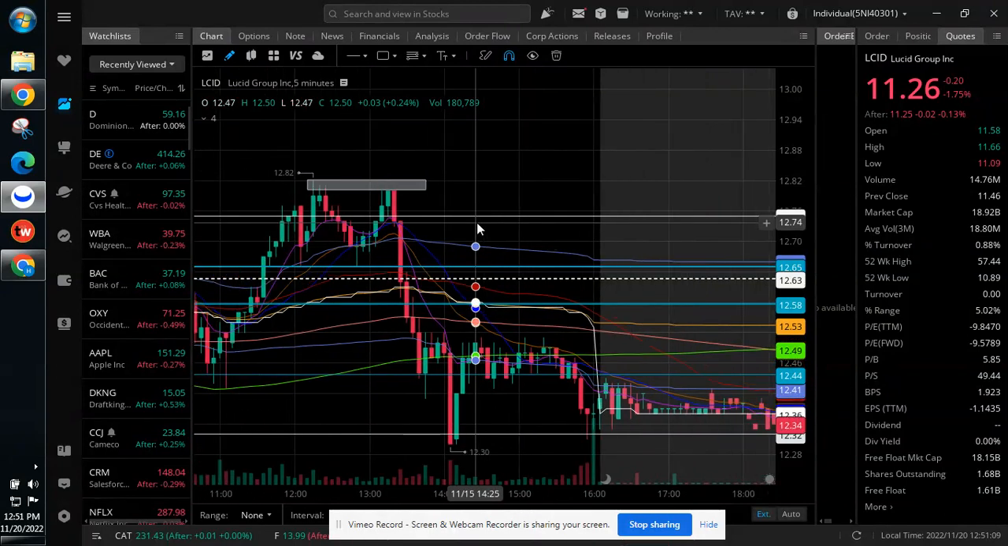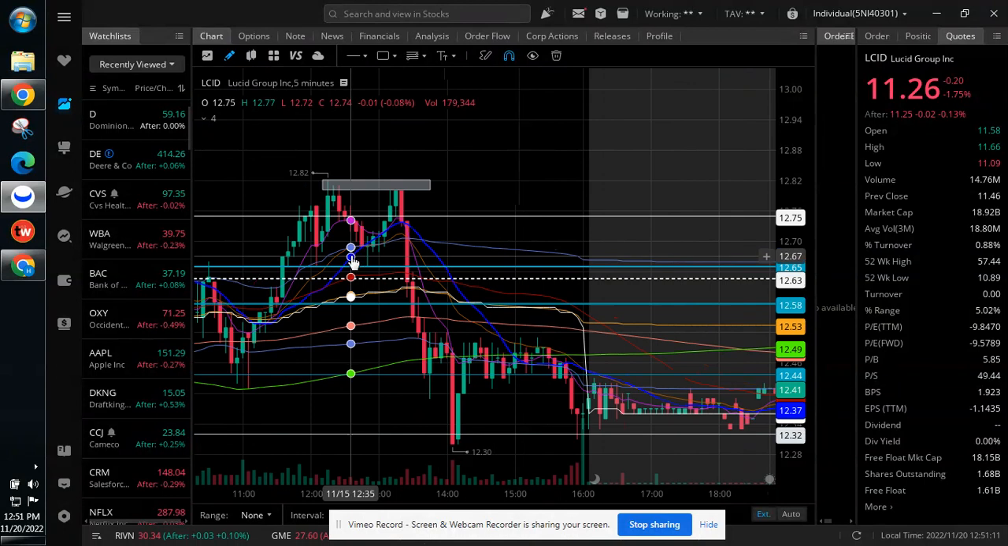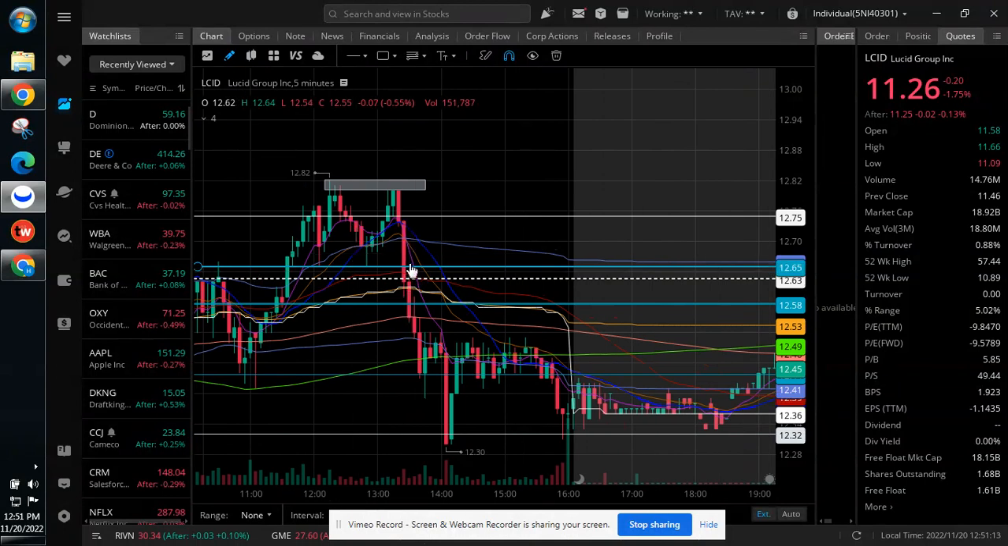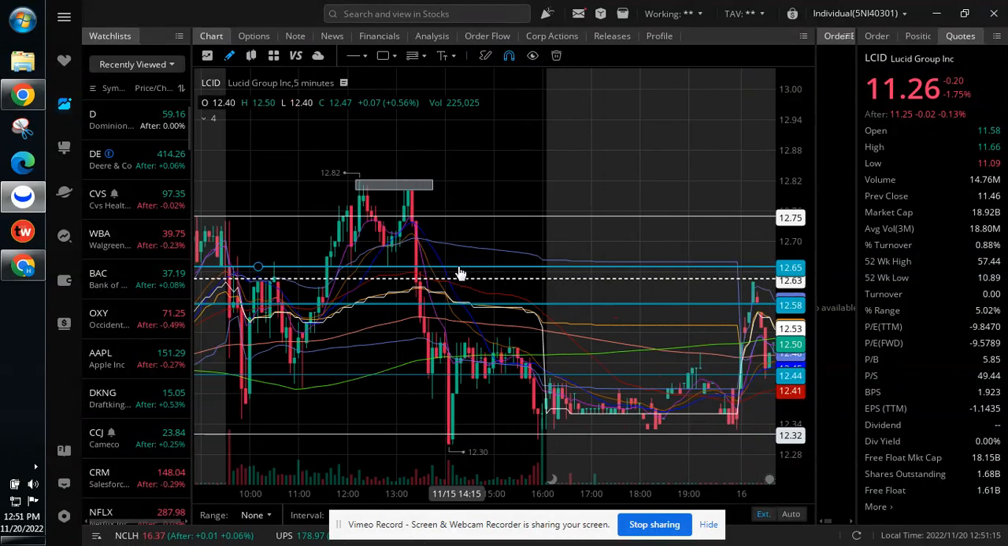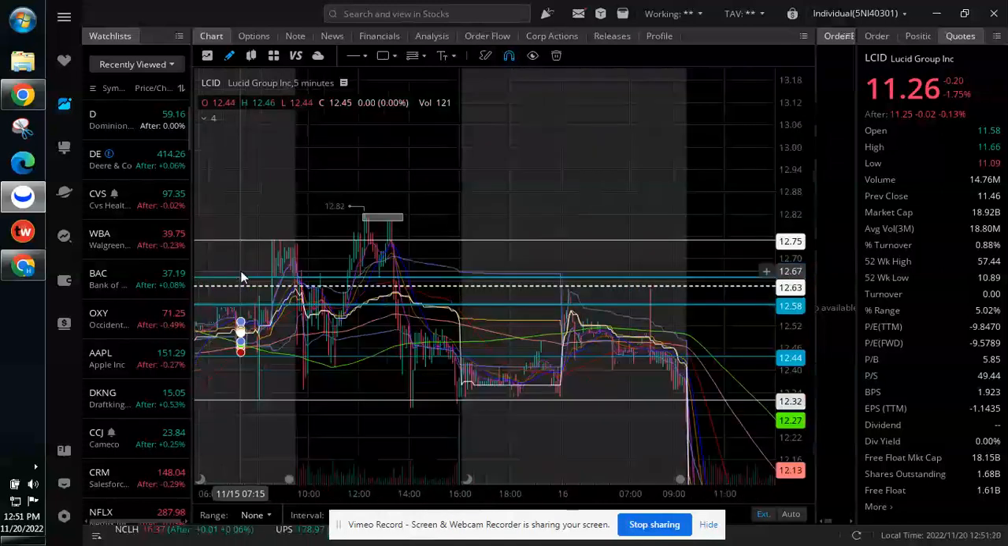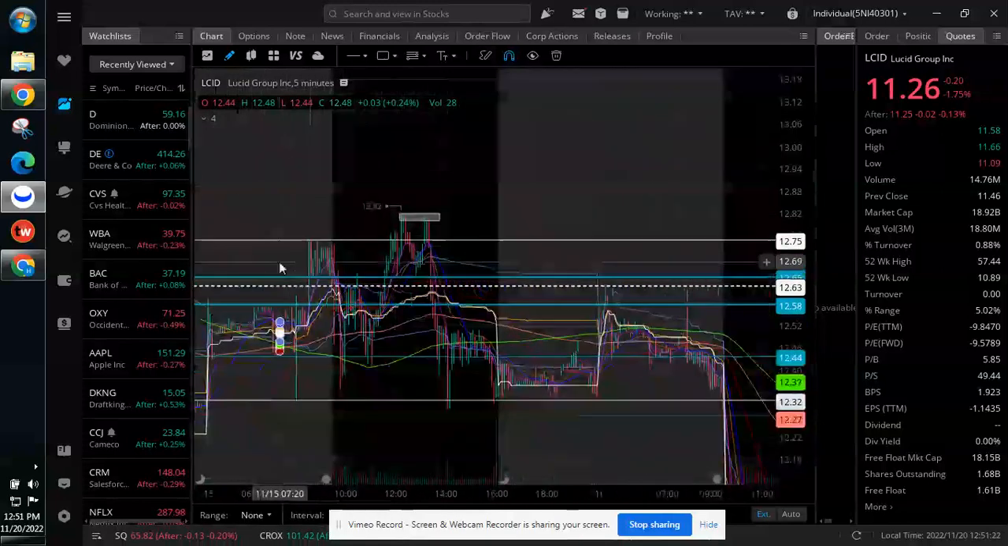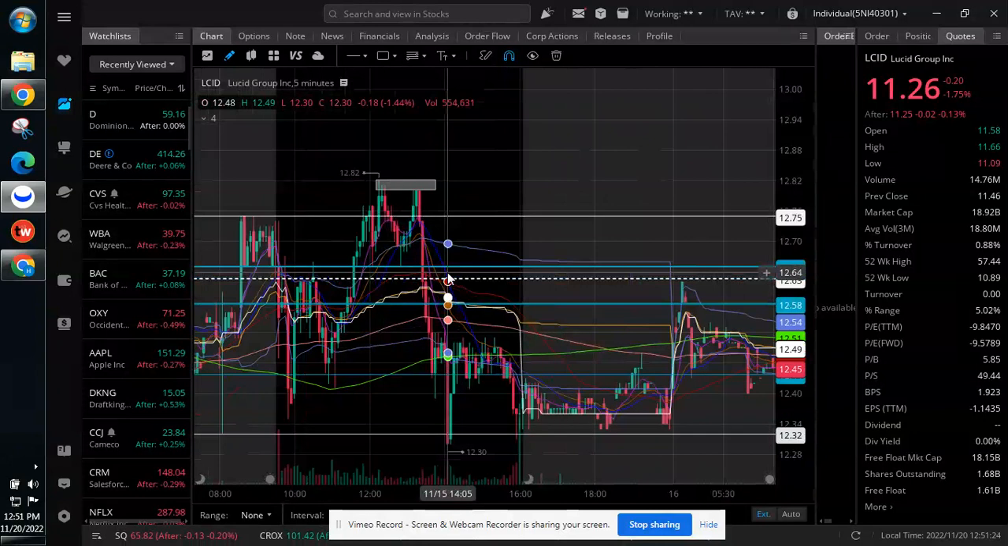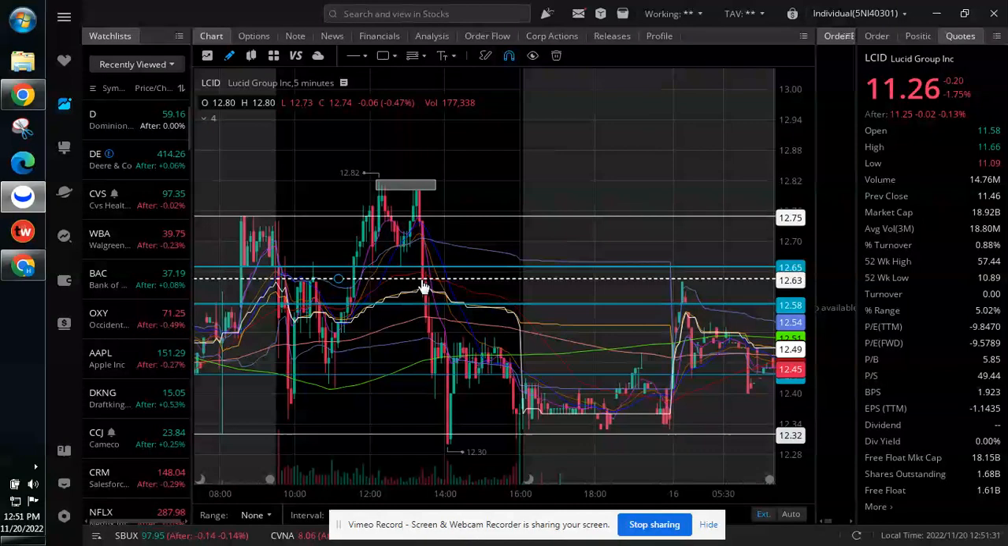And also you have a break below this pre-market level here, I believe. Was that pre-market? No. Yeah, that's pre-market support. So you also broke below that. You broke below this intraday resistance / support. You broke below VWAP.